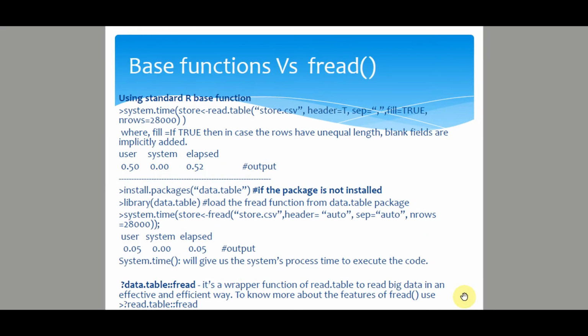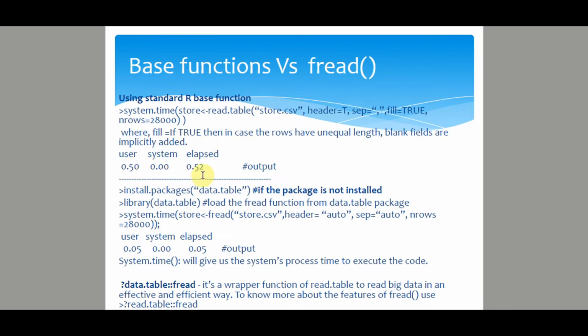Let's compare the fread function with the R-based function on how much time it will take to read a file. First, using the standard R-based function. We have our regular function read.table to read store.csv with header is equal to TRUE, sep is equal to comma, fill is equal to TRUE, and lastly the number of rows to read is equal to 28,000, inside another function called system.time. System.time is just a function to display the time taken to execute a line of code. We can say it took 0.5.